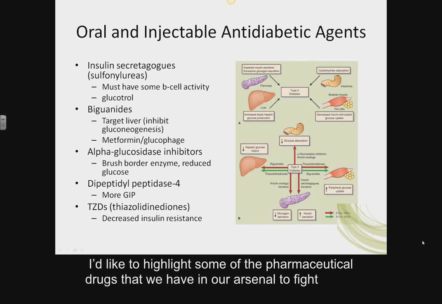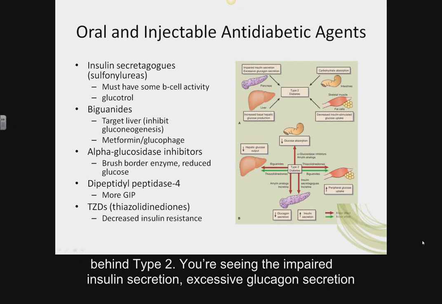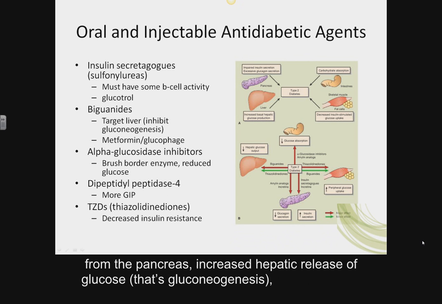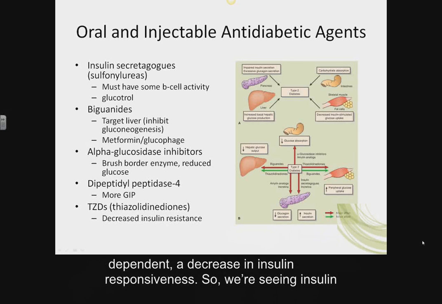Now let's highlight some of the pharmaceutical drugs that we have in our arsenal to fight against type 2 diabetes. In the first part of this picture, you're seeing the pathophysiology behind type 2. You're seeing the impaired insulin secretion, excessive glucagon secretion from the pancreas, increased hepatic release of glucose, that's gluconeogenesis, carbohydrate absorption, and we're seeing in the cells of the body that are insulin dependent a decrease in insulin responsiveness. So we're seeing insulin resistance.